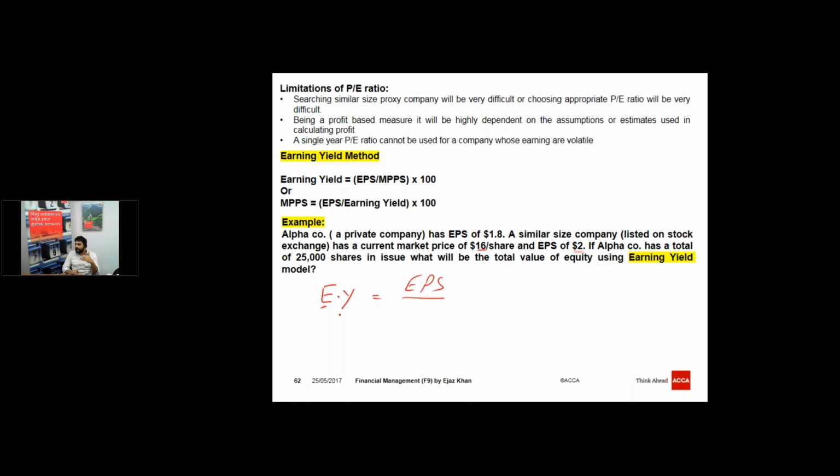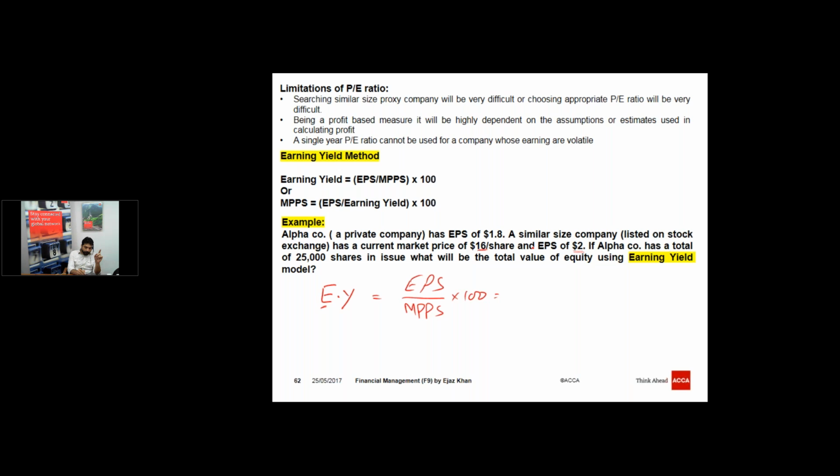There will always be a market price in the calculation whenever there is a yield. Yes, it's the market price per share. So whenever you see the word yield, remember there will always be a market price. Your calculation cannot be complete without incorporating market price. If you're not incorporating market price, you're making some mistake. Do recheck it. So earning per share divided by market price per share multiplied by 100.